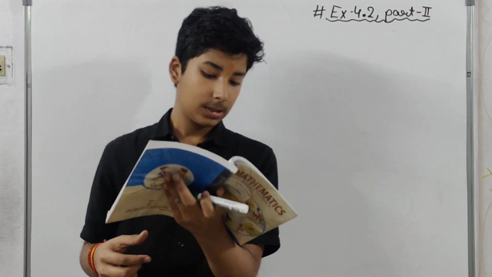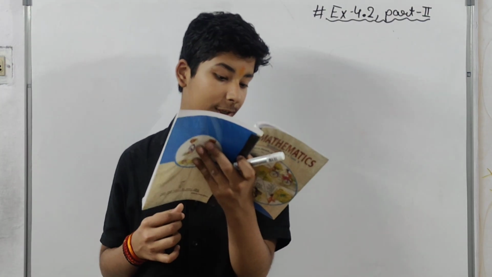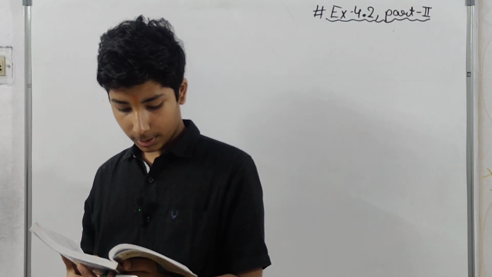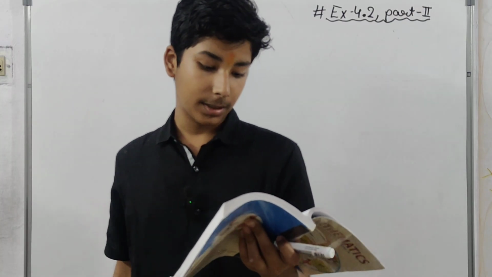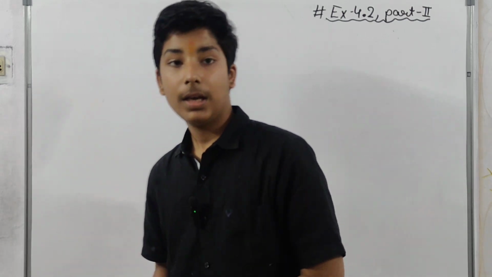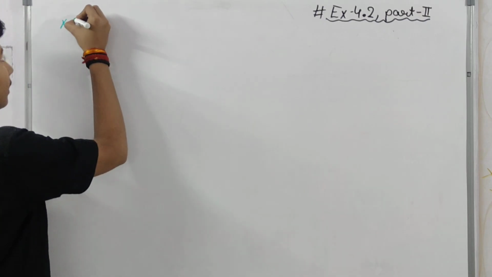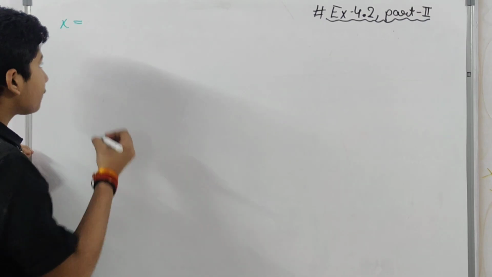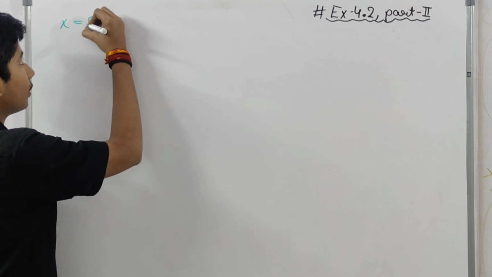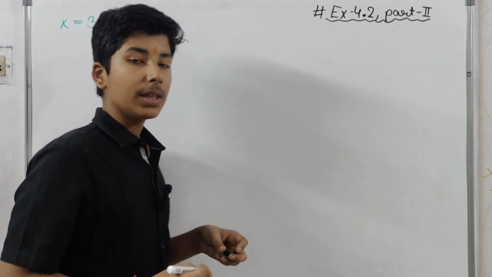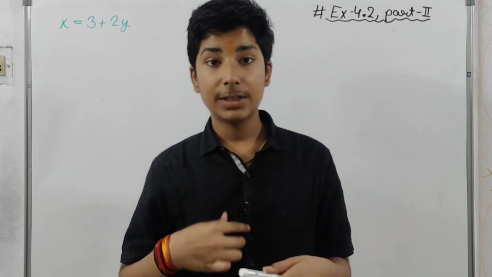Here it was the question that a cottage industry produces a certain number of pottery articles in a day. It was observed on a particular day that the cost of each article was 3 more than twice the number of articles produced. See, here it is given the cost of each article. Let the cost of each article be x, equal to 3 more than twice the articles produced on that day.